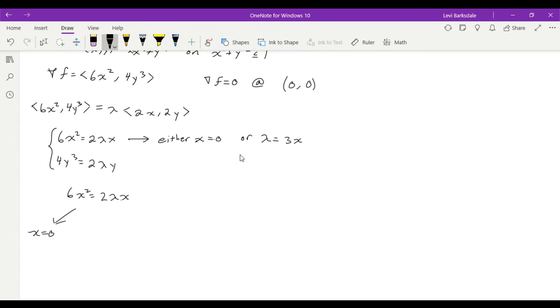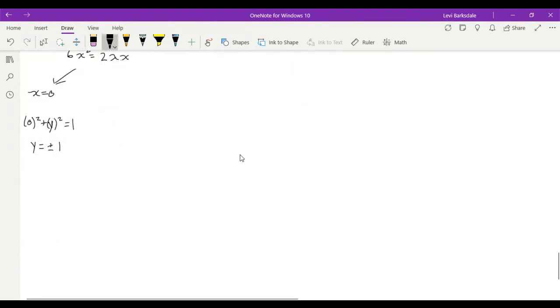Then if x is equal to 0, we want to look back at our constraining equation and say then 0 squared plus y squared has to equal 1. We're ignoring the smaller than or equal to part because we're only concerned with the exact boundary, and that tells us that y is plus or minus 1. So this would give us two critical points, (0, negative 1) and (0, positive 1).